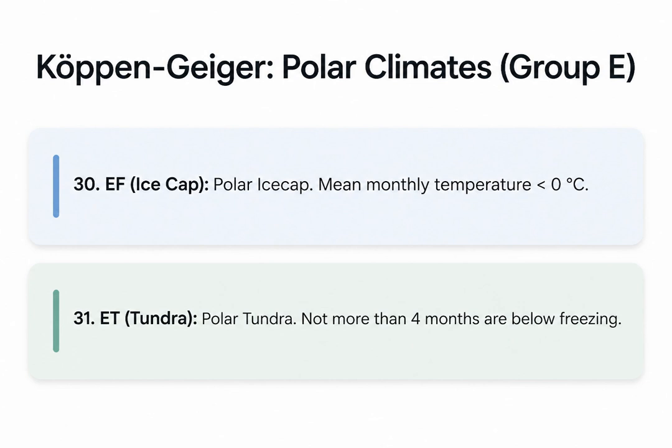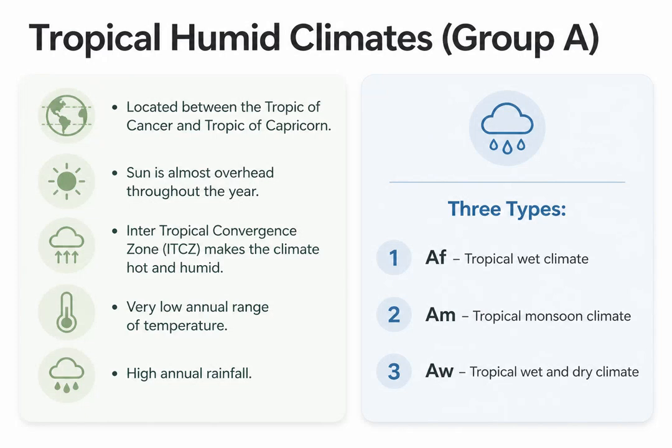Now that we have mapped out the entire Köppen-Geiger classification system, we are perfectly positioned to dive deep into the specific characteristics of the Group A tropical humid climates next. Picking up right where we left off, let's dive into the specific categories of tropical humid climates, designated as Group A. These climates are found hugging the equator, strictly between the Tropic of Cancer and the Tropic of Capricorn.